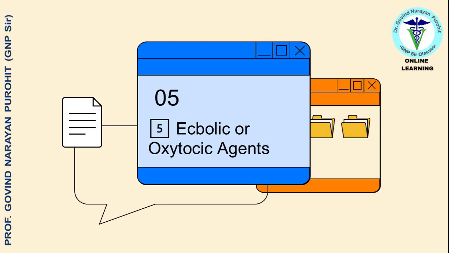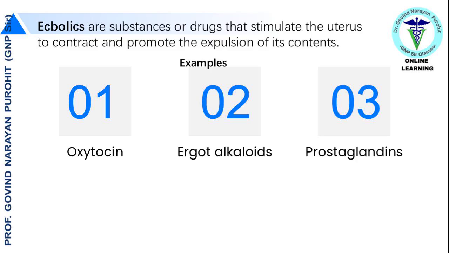5. Ecbolics or oxytocic agents. Ecbolics are substances or drugs that stimulate the uterus to contract and promote the expulsion of its contents. They are used in the treatment of uterine inertia, and also to induce parturition in horses.